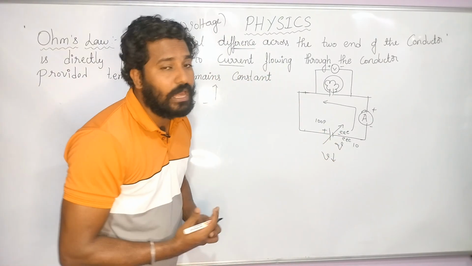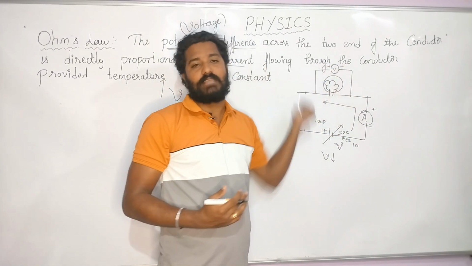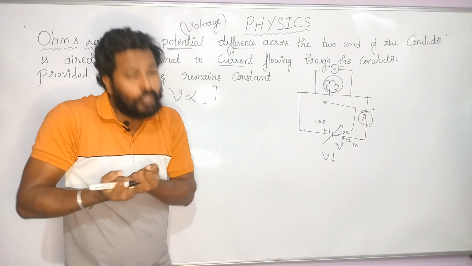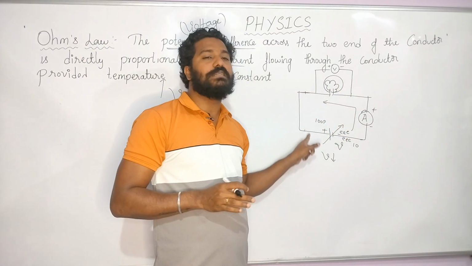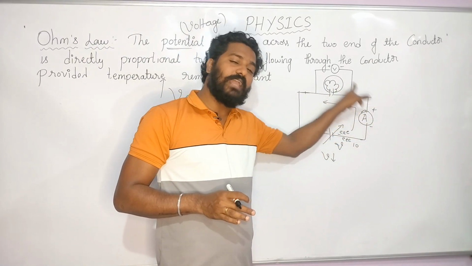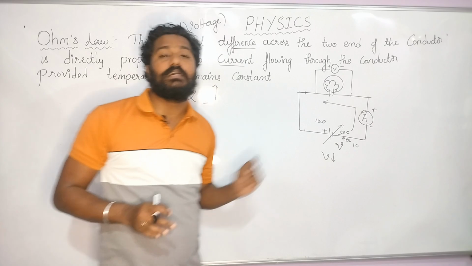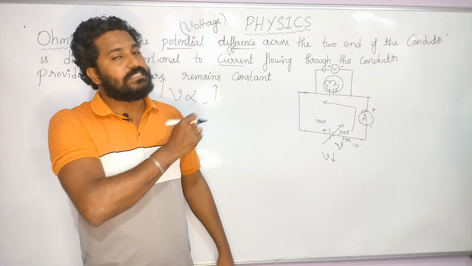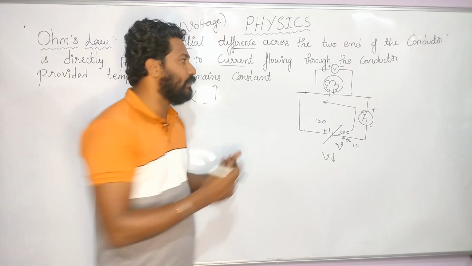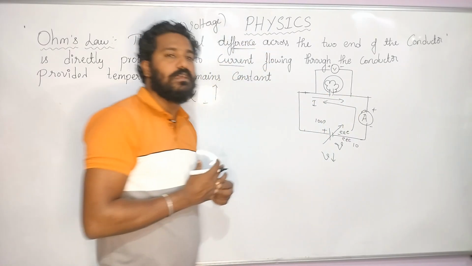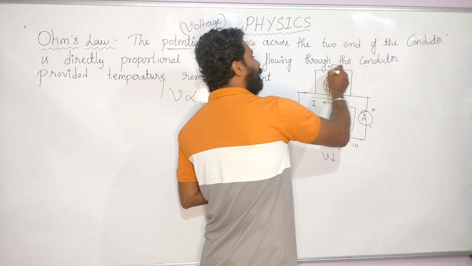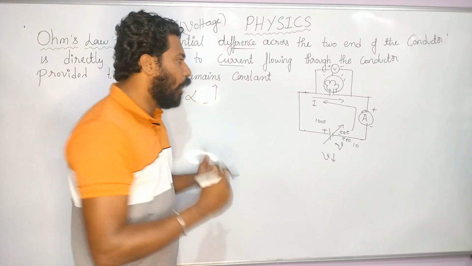At that time, what happens? The electrons are pulled with a lesser amount of force, so they will take more time to travel through the wire. When the electrons take more time to travel through the wire, the current produced is less. Then the bulb glows very dimly.